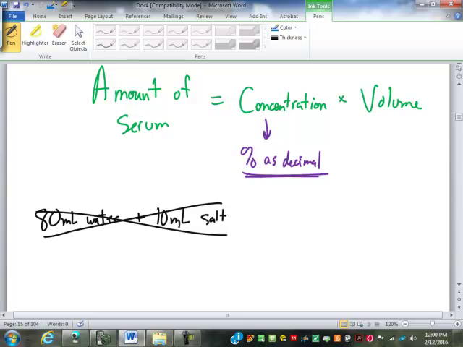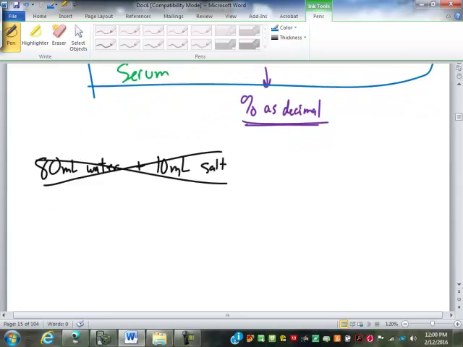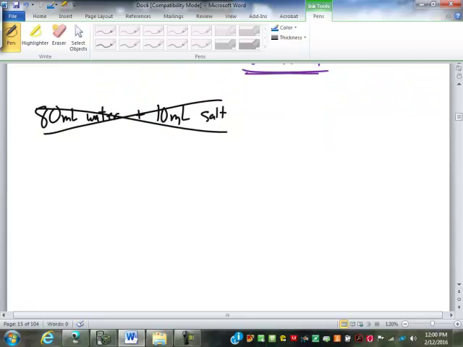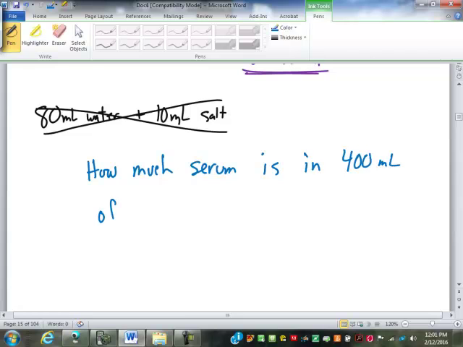But anyway, what we're going to look at here now, using this formula, is how much serum or medication is in 400 milliliters of a 24% solution.